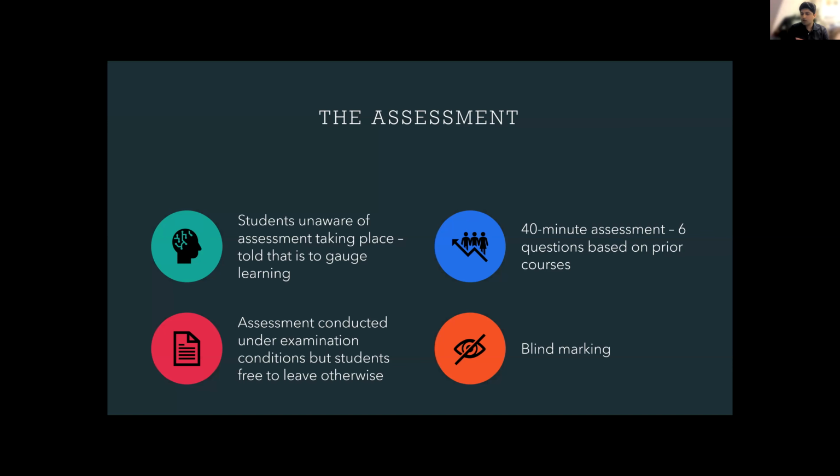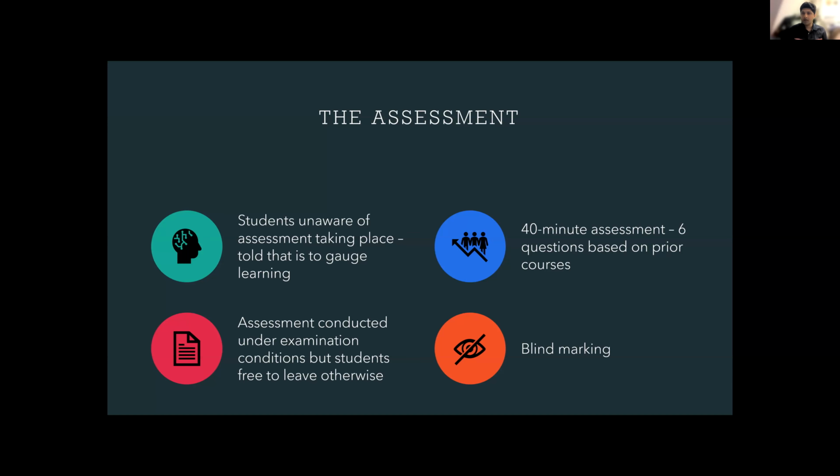So things like calculation of covariances and means, and more often than not, we were guiding them towards it. So they would be able to answer it if they had faith and they continued attempting it. And the assessment was conducted under sort of exam conditions, but students were free to leave otherwise.